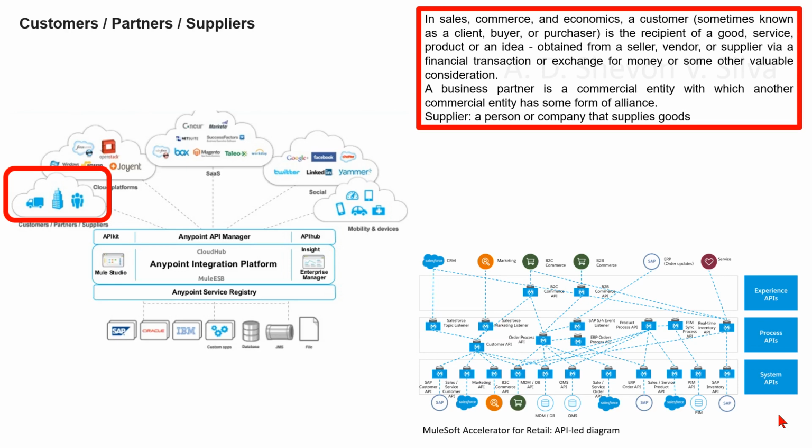SAP S4 HANA Product System API. SAP S4 HANA Product System API fetches products from a SAP S4 HANA system. It allows you to fetch list of products, fetch individual products, create products.